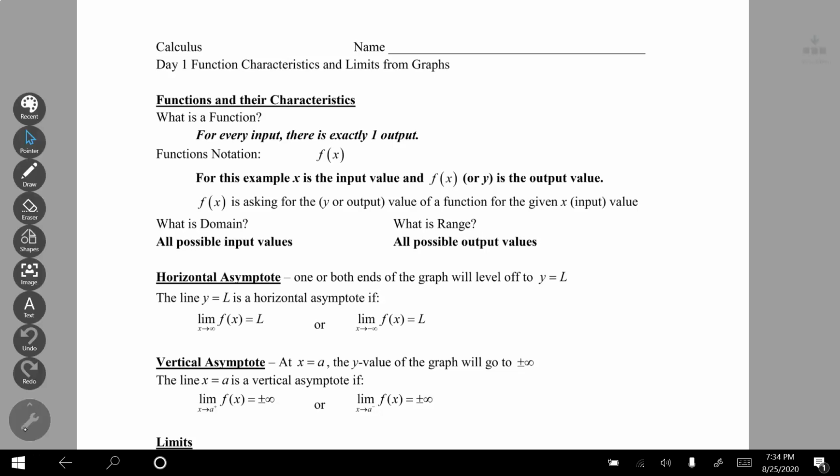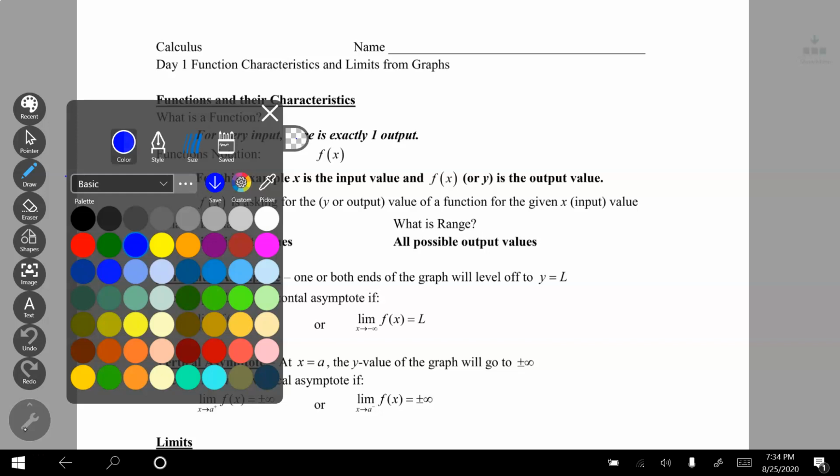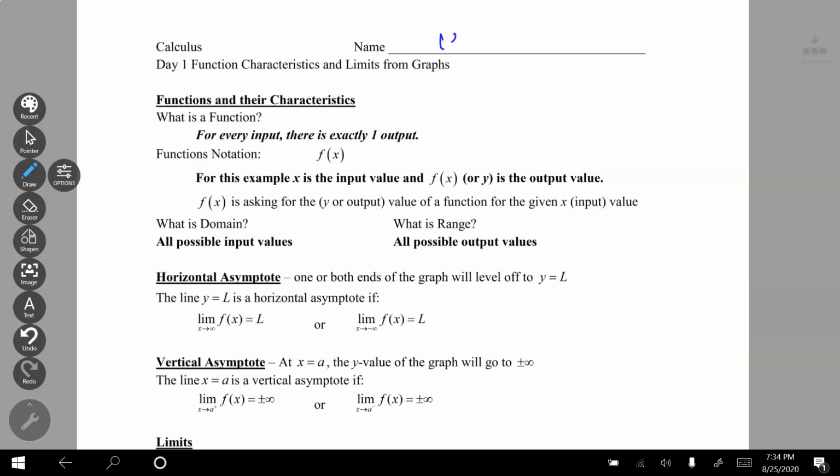So I'm going to put down my key. What is a function? You should know that for every x, there's exactly one y value. X is the domain, y is the range, x is the input, y is the output.